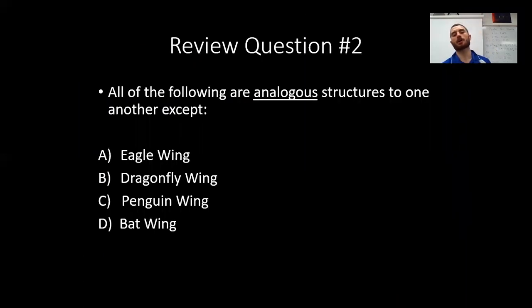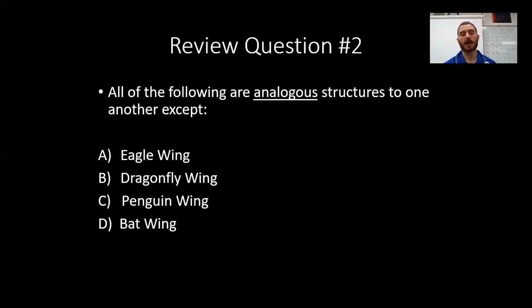All of the following are analogous structures to one another except: eagle wing, dragonfly wing, penguin wing, or bat wing. Okay, so keep in mind, when I think of homologous, I need to think of a similar relation, same ancestor. If I think of analogous, I've got to think of the same function, right? Does it do the same thing?